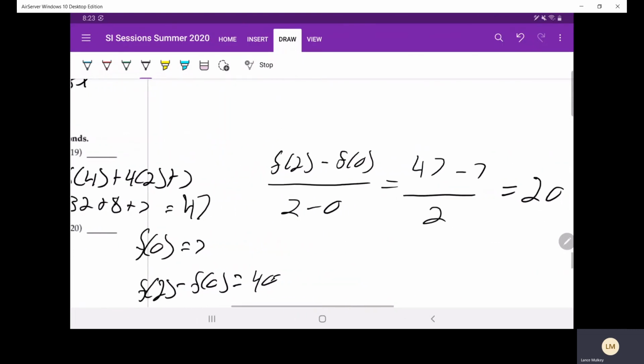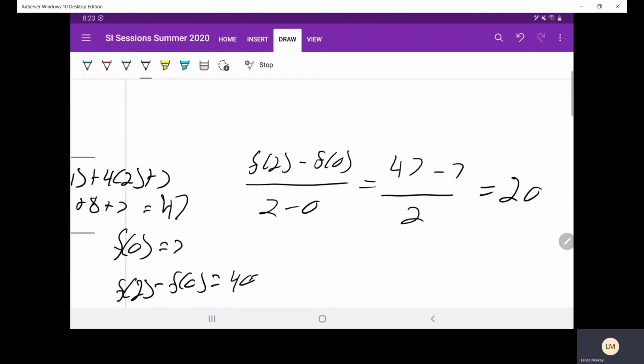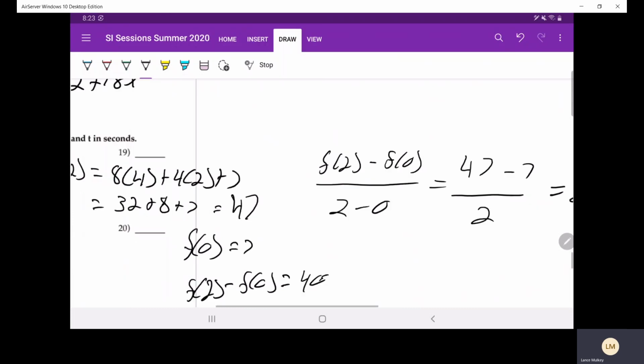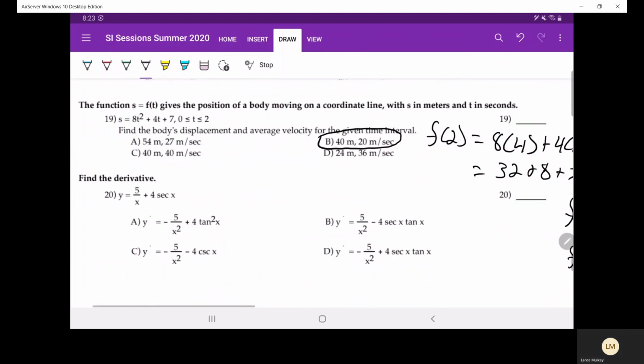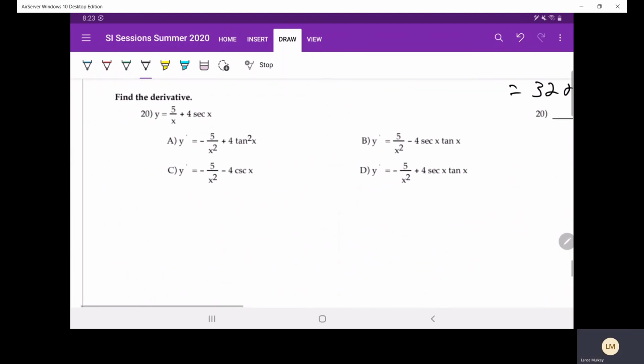And when you want the average velocity, you don't want the instantaneous, so you don't have to take a derivative. So you put f of 2 minus f of 0 over the time interval, which is 2 minus 0, which gives you 20. So he did do that right. Sorry, I wasn't paying close enough attention. And now he wants you to find the derivative. So y prime equals negative 5 over x squared plus 4. Derivative of secant is secant x tangent x.